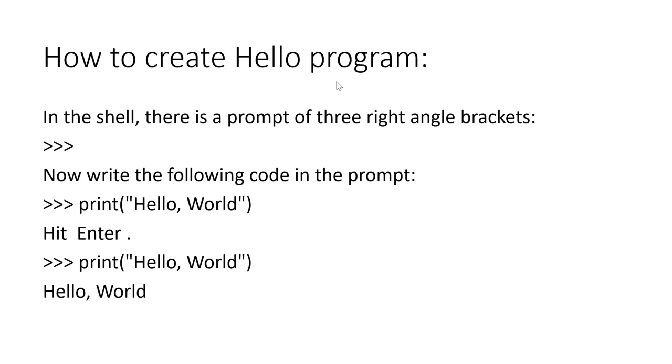How to create a hello program? In the shell, there is a prompt of three right angle brackets. After that, if you write the following code, python hello world, then hit enter. After that, you will get the hello world output. Let's check.